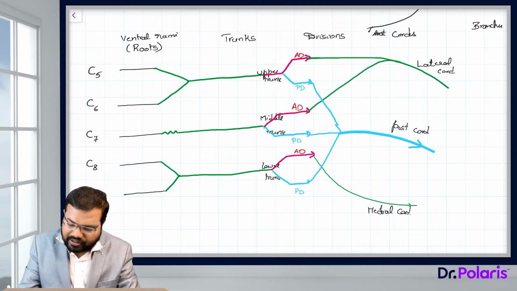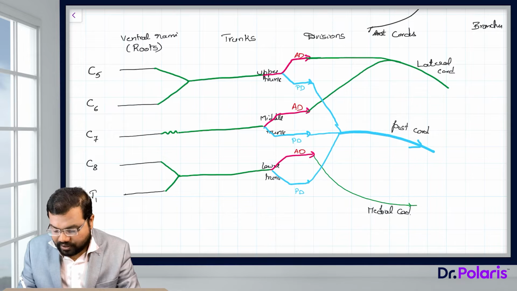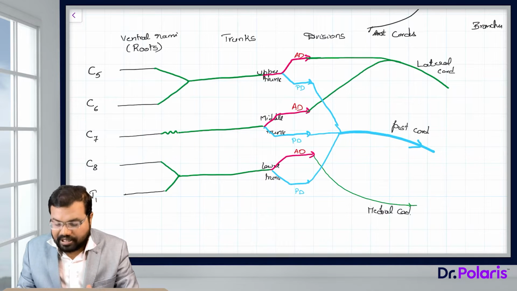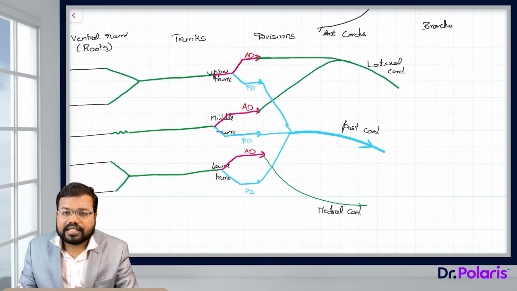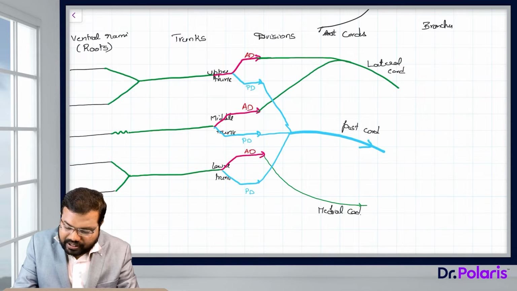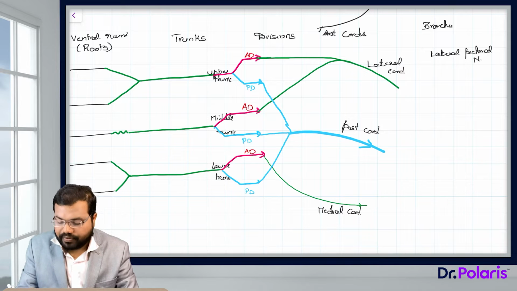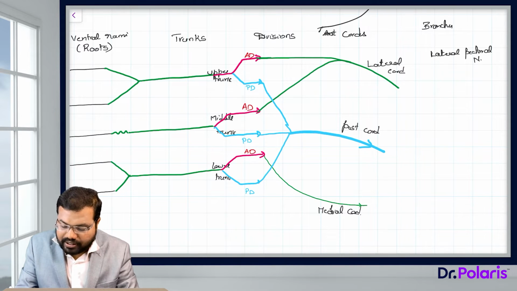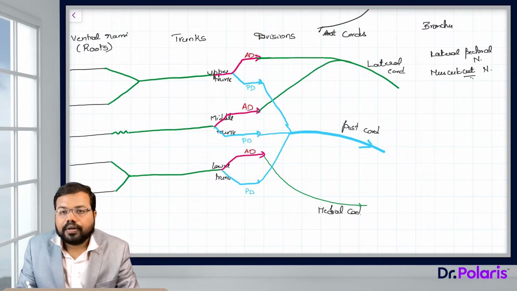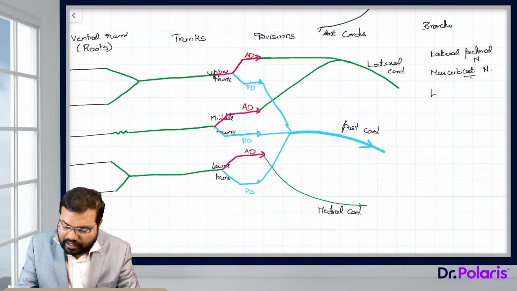What are the branches from the lateral cord? What are the branches from the posterior cord, and what are the branches from the medial cord? The lateral cord has three branches. The first branch is the lateral pectoral nerve. The second one is the musculocutaneous nerve. The third one is the lateral root of the median nerve.